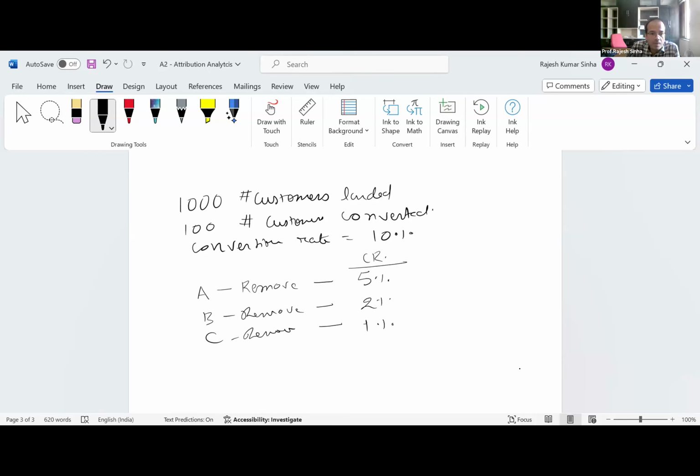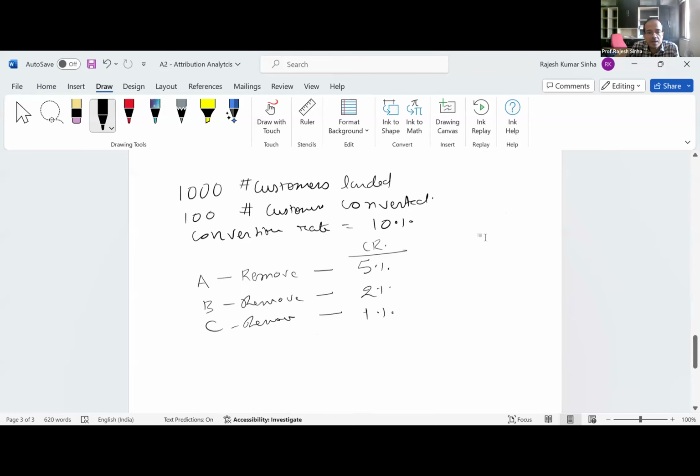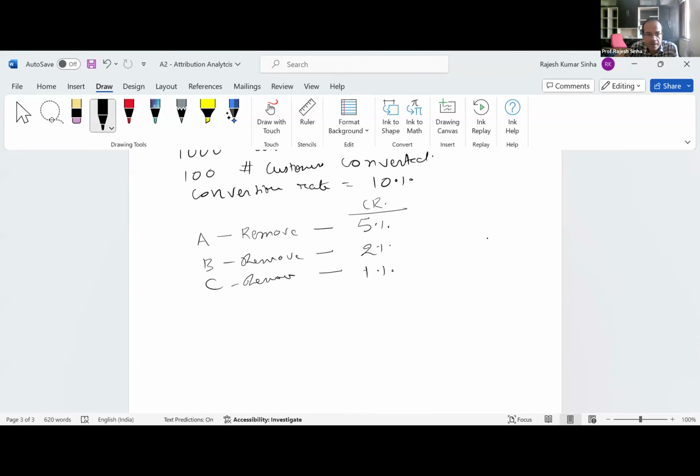So you want to have a removal effect. So what is the removal effect of a channel? Removal effect of channel i is 1 minus conversion rate without channel i divided by conversion rate with channel i. So suppose removal effect of A. This is not actually the final formula. There are other formats also. According to industry or company, the formula may change. So don't get surprised here. Don't get too attached to this. These are evolving things. Things change actually.